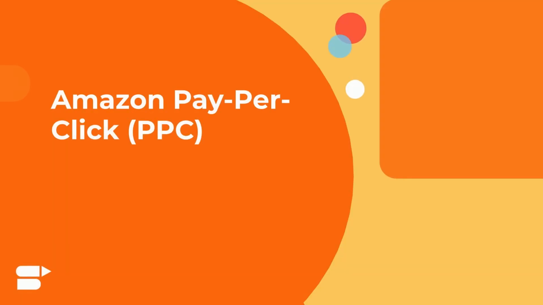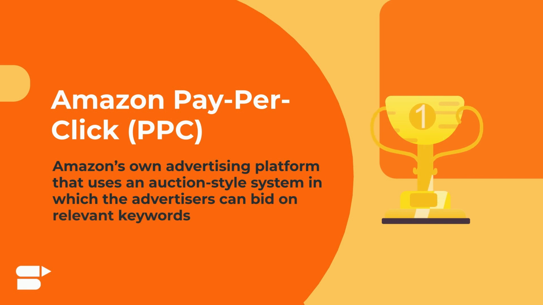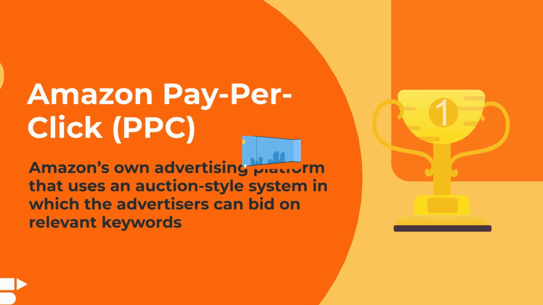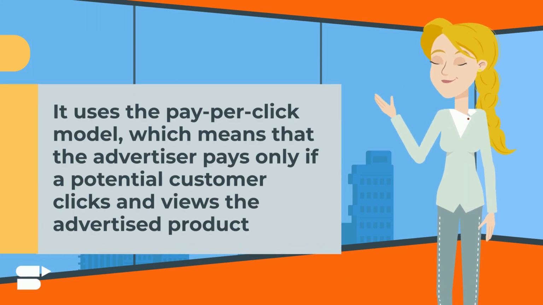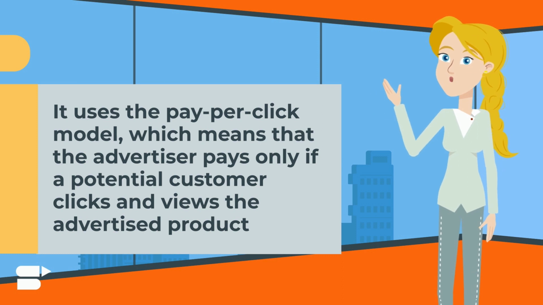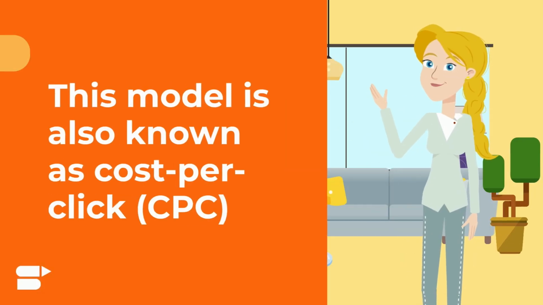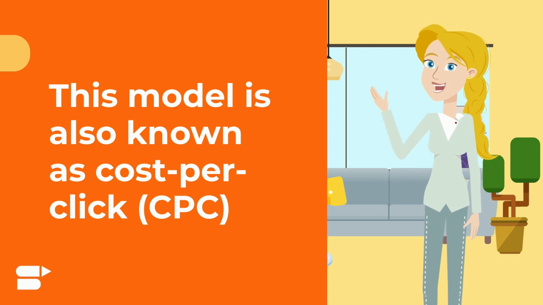So let's start. For those who are new to Amazon advertising and do not know what Amazon PPC stands for, let's understand what it is. Amazon Pay-per-click is Amazon's own advertising platform that uses an auction-style system in which the advertisers can bid on relevant keywords. It uses a pay-per-click model, which means the advertisers pay only if a potential customer clicks and views the advertised product. This model is also known as cost per click, popularly known as CPC.